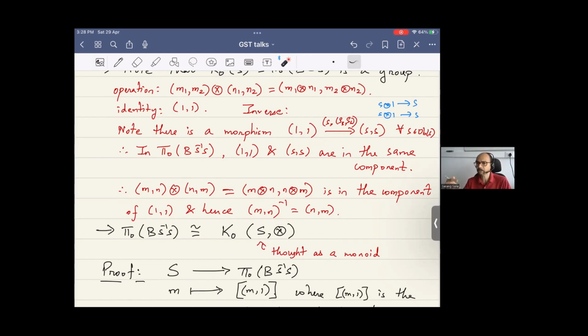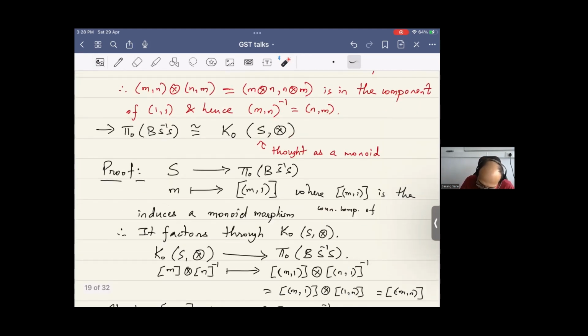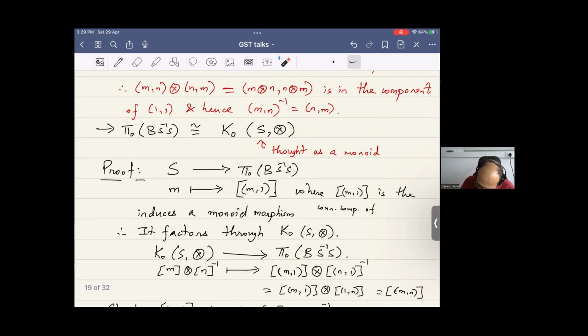This is very reminiscent of what happened when we did monoids to begin with, where when you went to the Grothendieck group, everything could be written as class of m minus class of n, and the inverse is, of course, class of n minus class of m. And really, this is a proof that pi naught of B S inverse S is indeed isomorphic to K naught of (S, tensor), where this is thought of in the sense of a monoid, as we saw in Professor Kubay's lectures. So let's go through a proof very quickly.